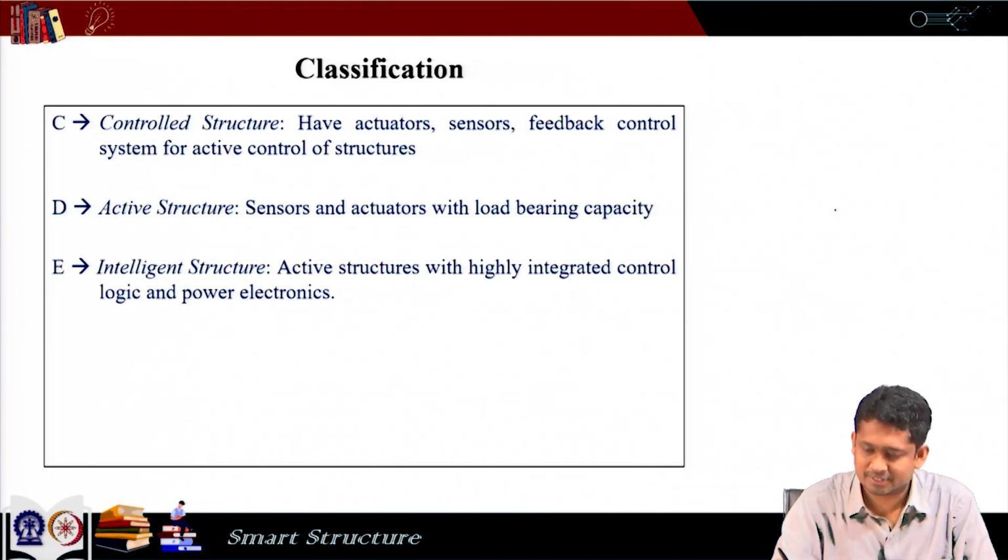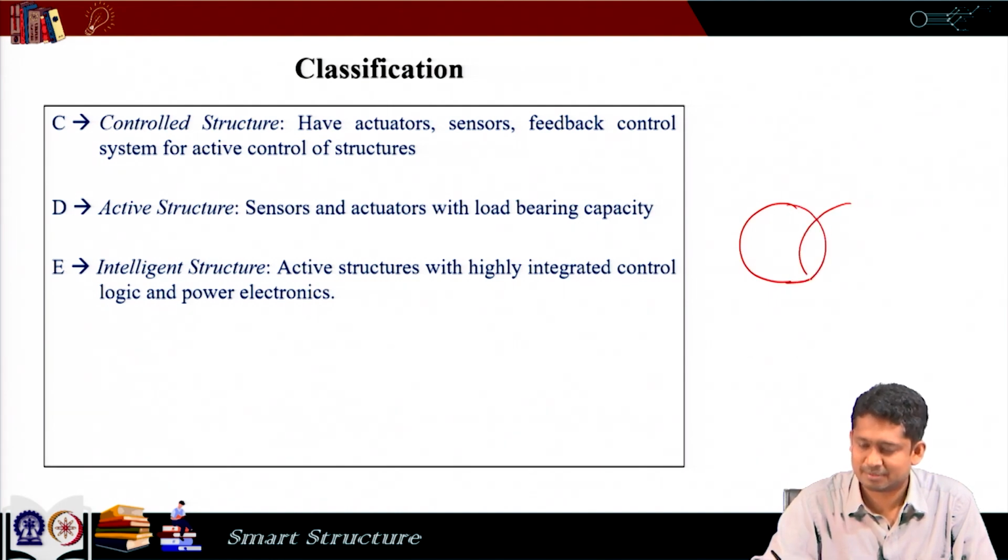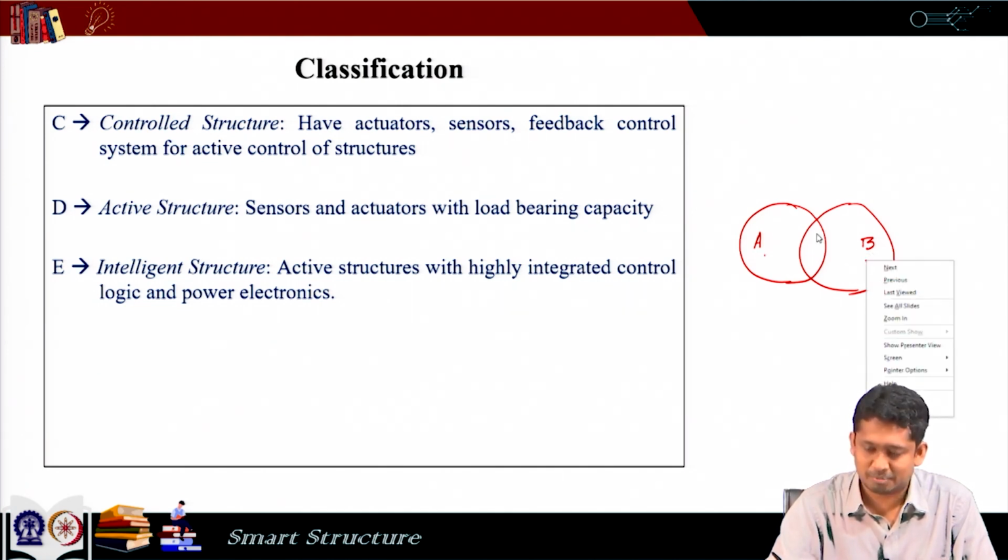So, we have an active structure and we have something called sensory structure. So, active structure is at this side, sensory structure is at this side. It has actuators, may not have sensors. It has sensors, may not have actuators. Now, in this overlapping zone, we may have structures which has both sensor and actuator.